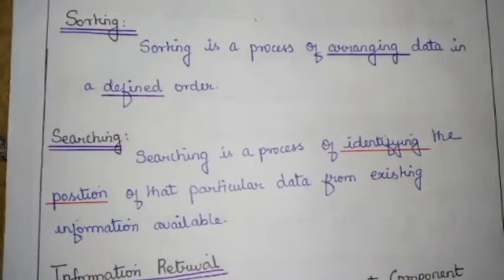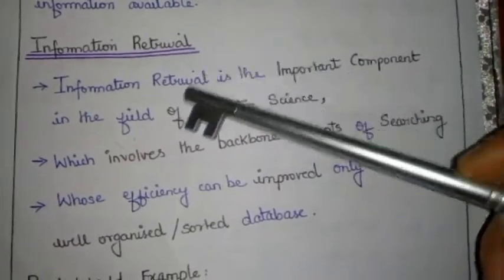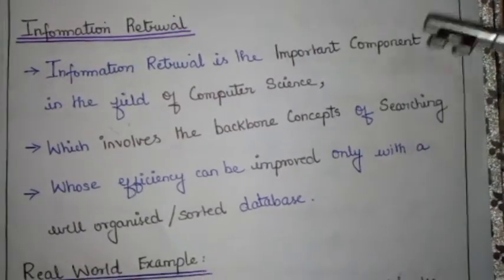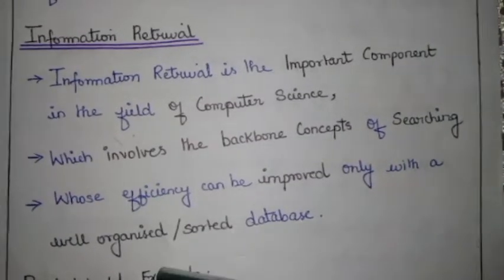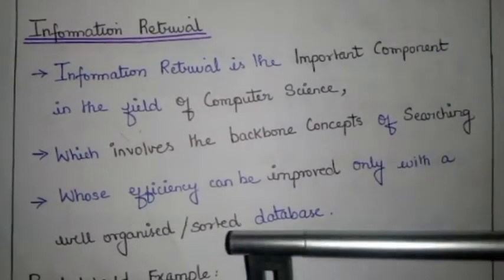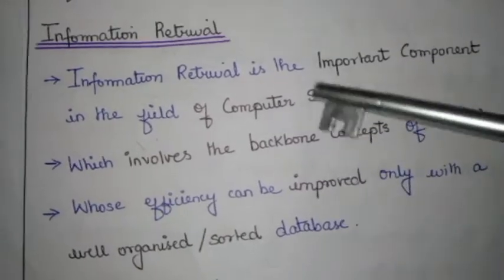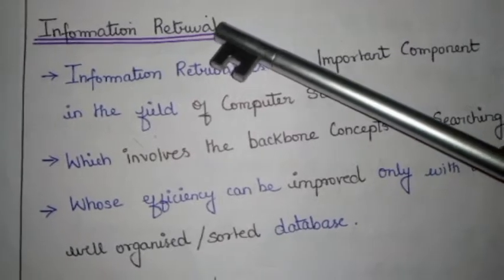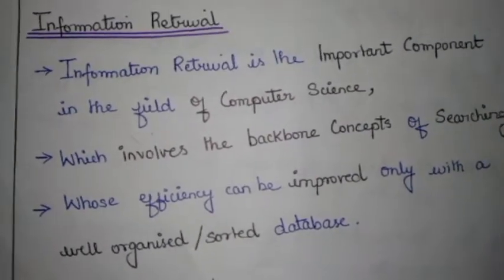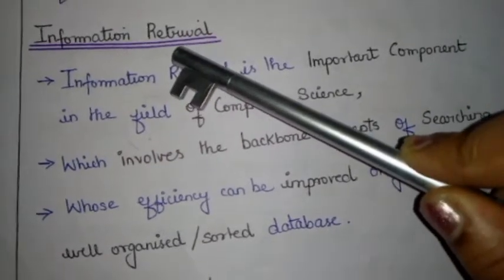So where are the searching and sorting concepts helpful? These concepts are very important in information retrieval. Information retrieval is an important component in the field of computer science, which involves the backbone concepts of searching and sorting, whose efficiency can only be improved with a well organized and sorted database. So information retrieval is a main domain which requires sorting and searching. These two play a major role, acting as a backbone for information retrieval, which is very essential in all the applications we use. Information retrieval is absolutely important, right? This is possible only because of sorted arrays and performing searching on a sorted array.